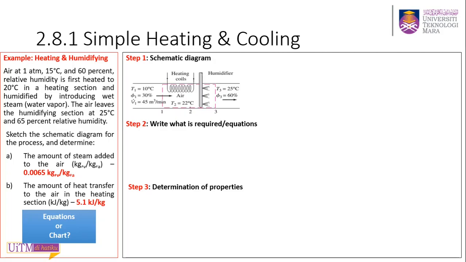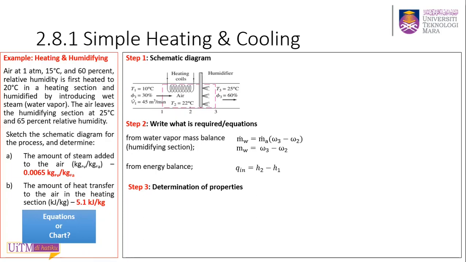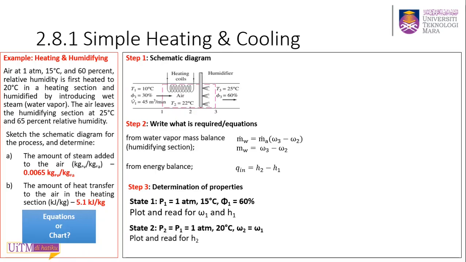For step 2, the amount of steam added is determined by using the water vapor mass balance equation at the humidifying section. For amount of heat transfer to the air, the energy balance equation at the heating section will be used. For step 3, since the air pressure is at 1 atm, we will use the psychometric chart to find the properties of air at state 1, state 2, and state 3.